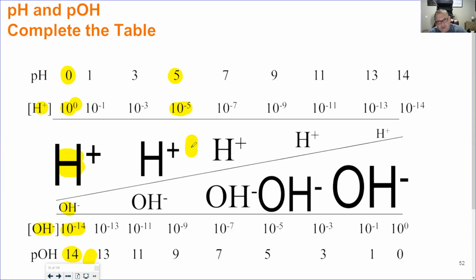So there's a moderate amount, there's some around, but the OH minus concentration is going to be equal to 1 times 10 to the minus 9th because pOH is 9. And if I go further to 7, if pH is 7, pOH is 7, and both the concentration of H plus and OH minus are both 1 times 10 to the minus 7th.